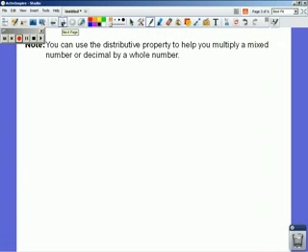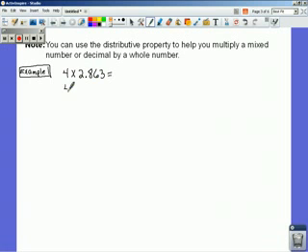You can also use the distributive property to help you multiply a mixed number or a decimal by a whole number. Let's start out this morning by doing a few examples. We'll call this first one example number 1. In this example, we will be multiplying 4 times 2 and 863 thousandths. What we're going to do is take the 4 and spread it across each of these other numbers right here.